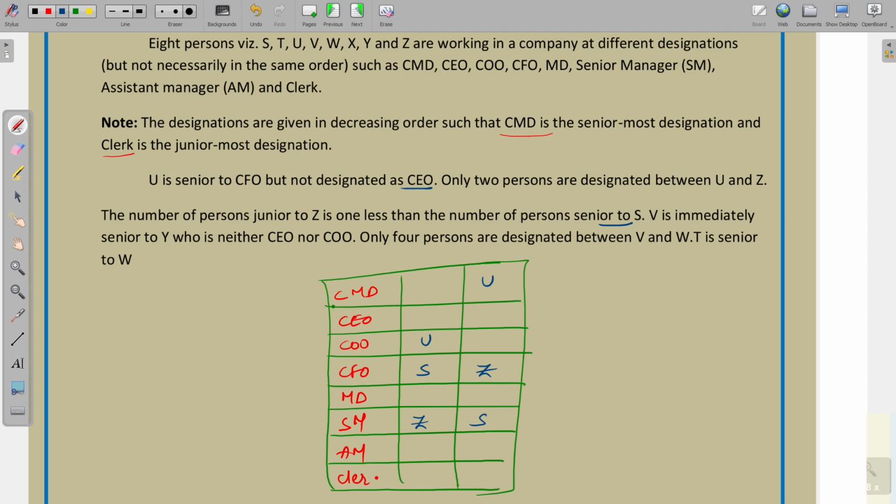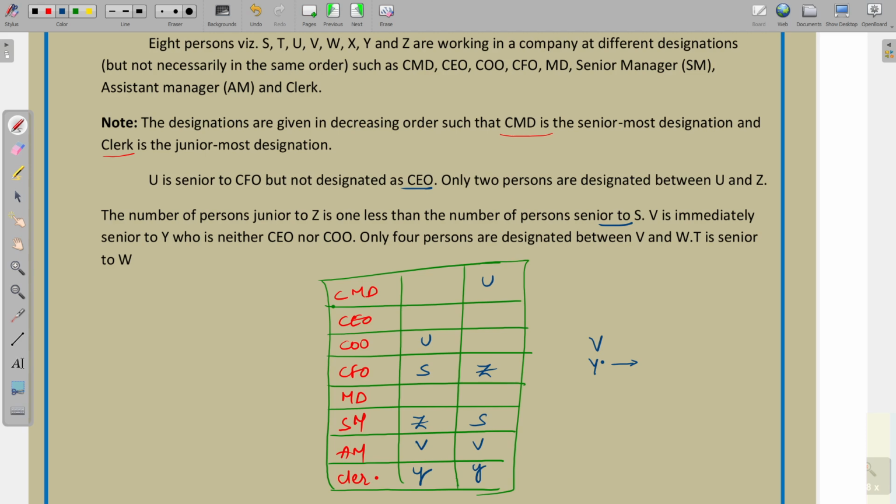V is immediately senior to Y, who is neither CEO nor COO. So, V is immediately senior to Y and he is not CEO and COO. So, V is placed here and Y is here. So, here we do not get V and Y. Coming to the second possibility, and here also same.